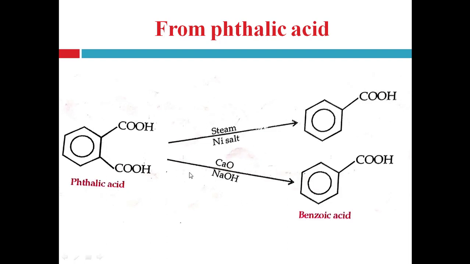Another way of producing benzoic acid from phthalic acid is that the vapor of phthalic acid reacts with calcium oxide and NaOH, that is soda lime, right? Soda lime, and it undergoes partial decarboxylation and forms benzoic acid.